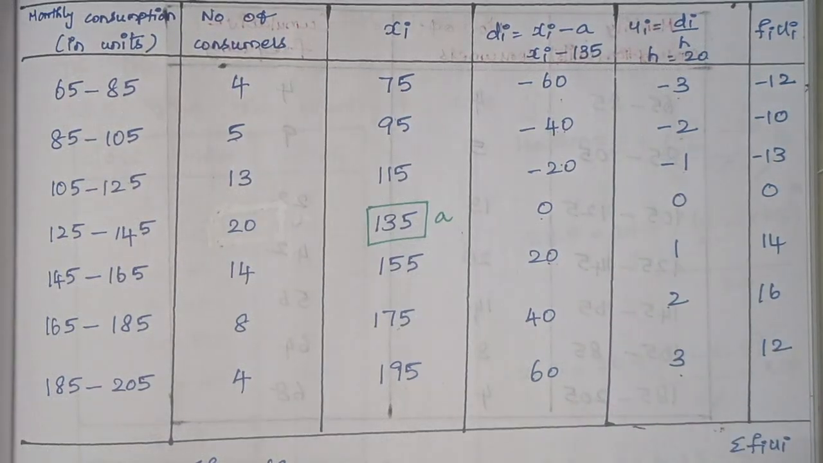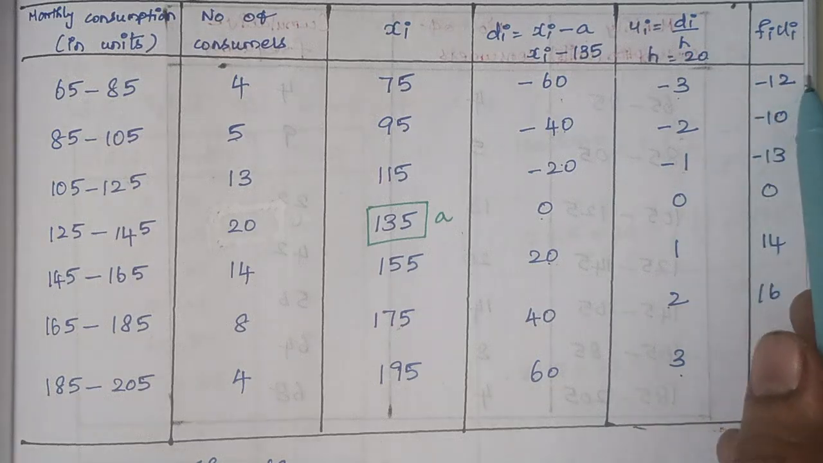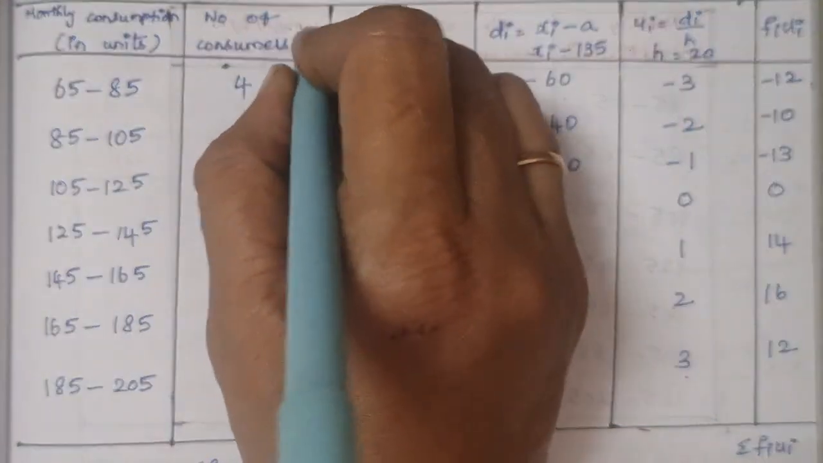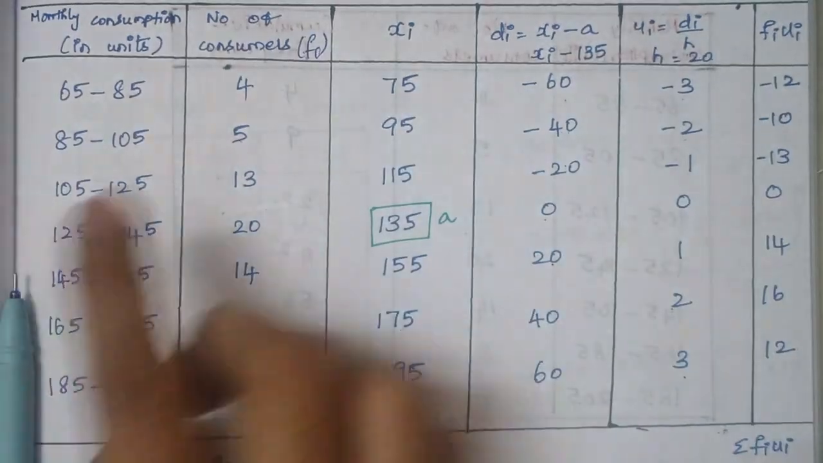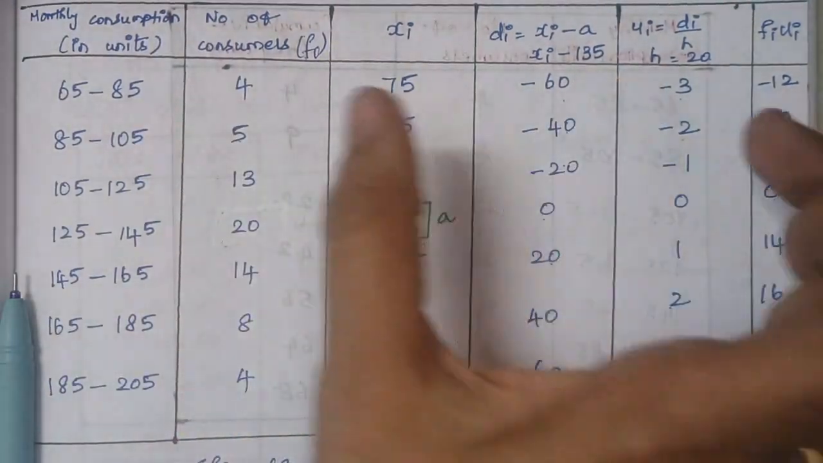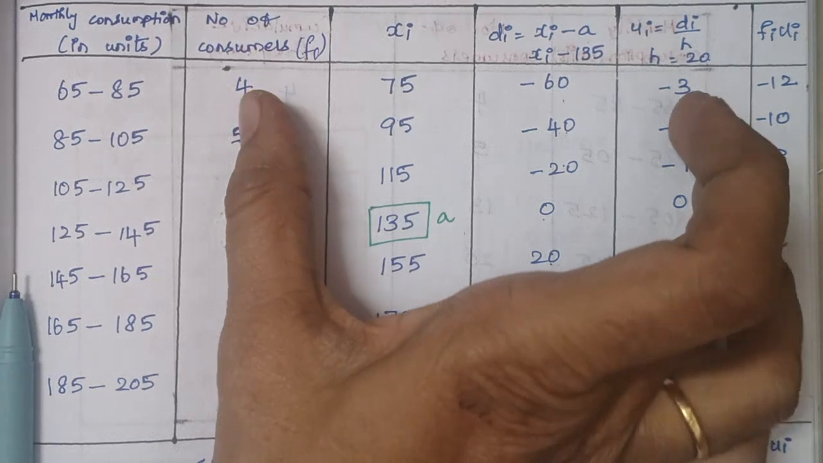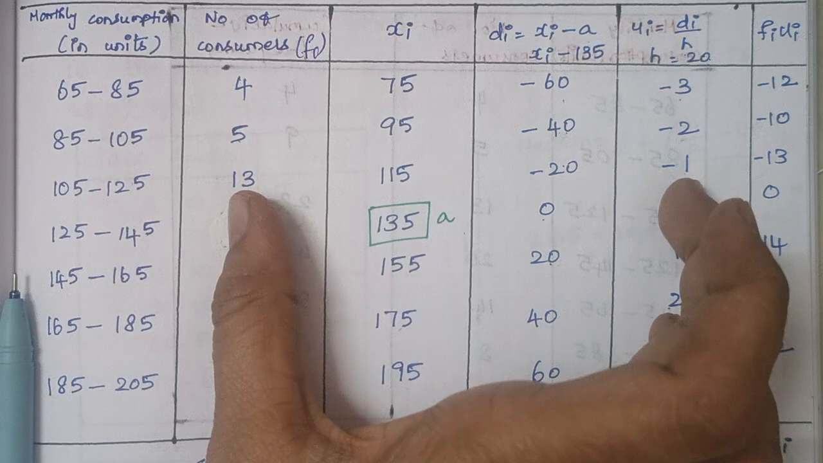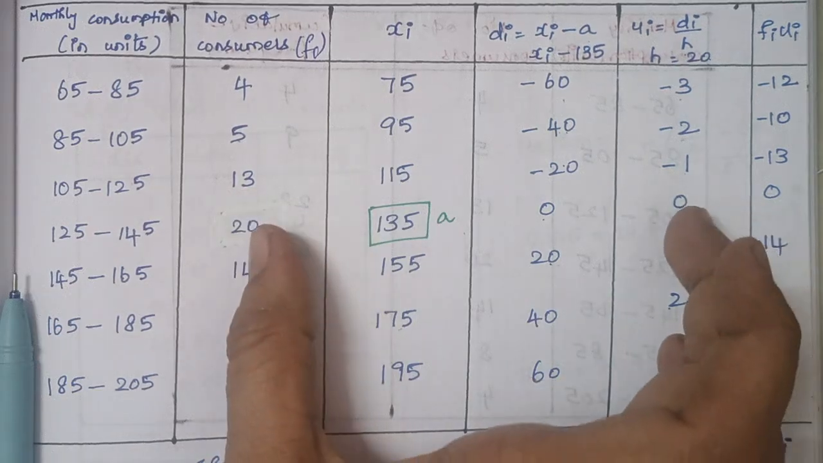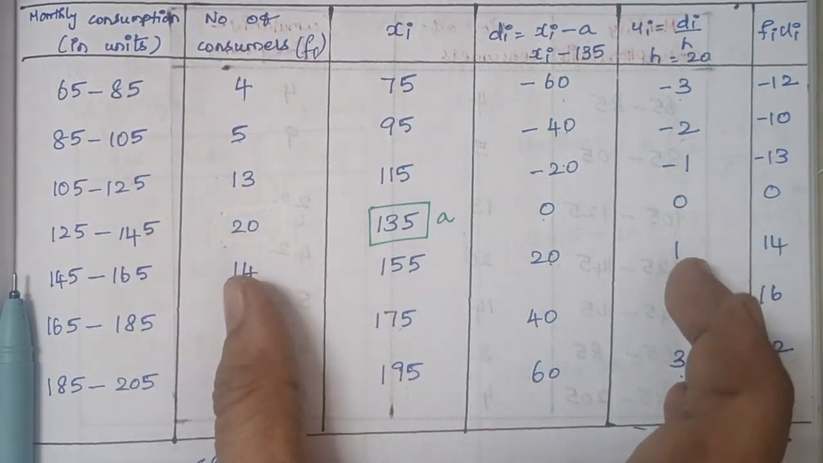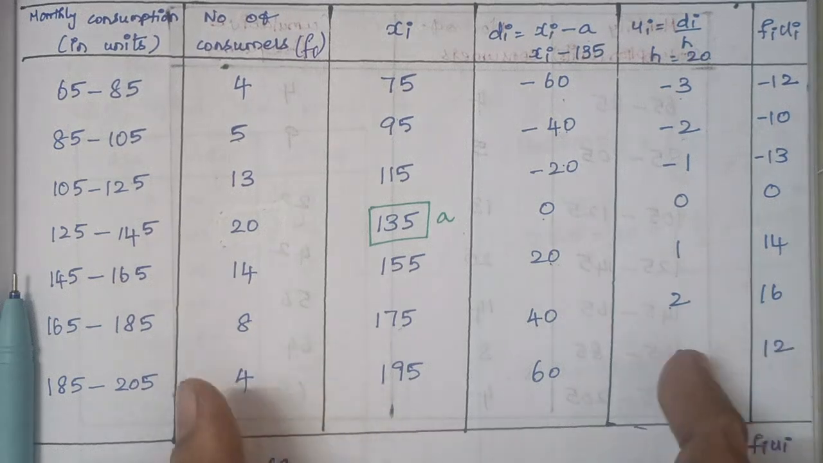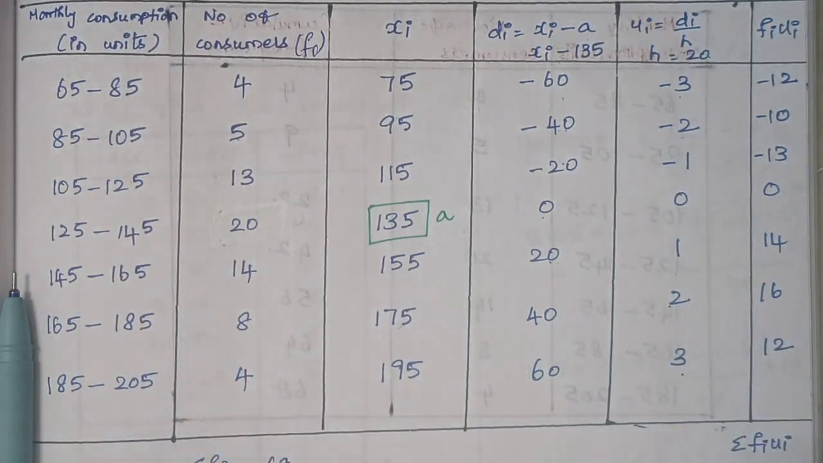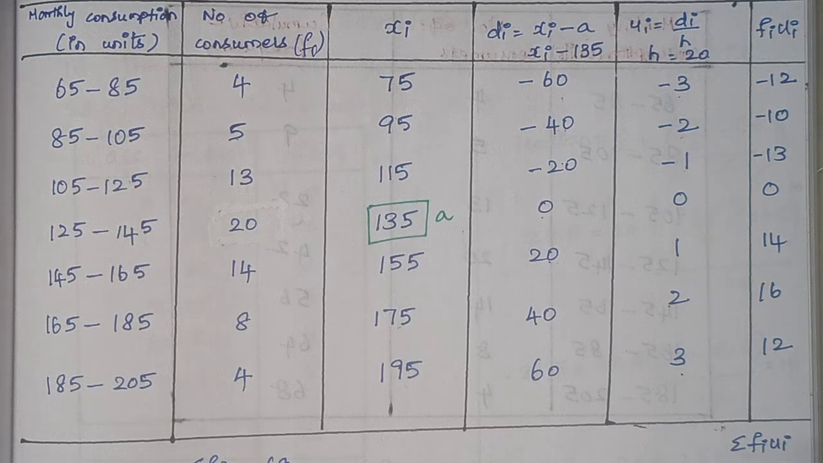Now the next thing is we are going to find fi ui. So you see this is your fi, and this is ui, just we are going to multiply. So 4 into minus 3 is minus 12, 5 into minus 2 is minus 10, 13 into minus 1 is minus 13, 20 into 0 is 0, 14 into 1 is 14, 8 into 2 is 16 and 4 into 3 is 12. So finally we have framed the tabulation.